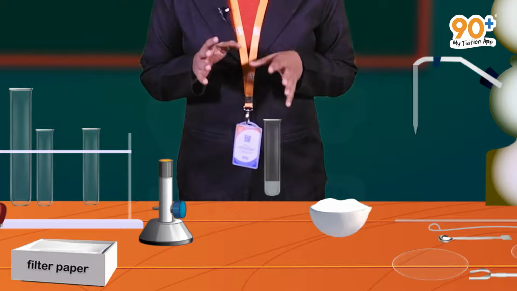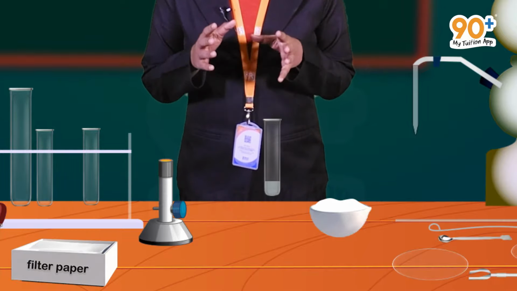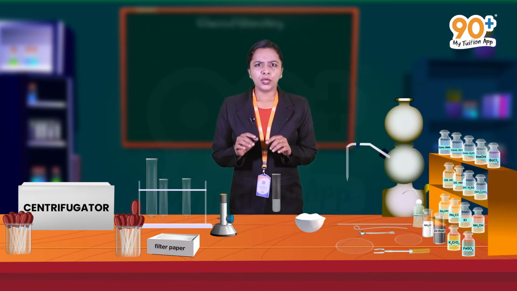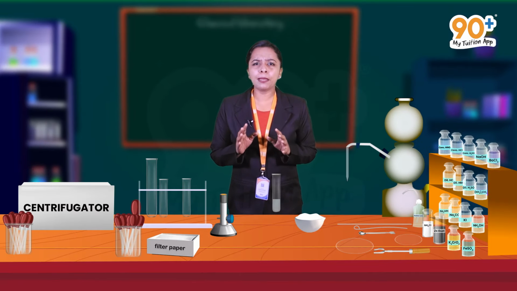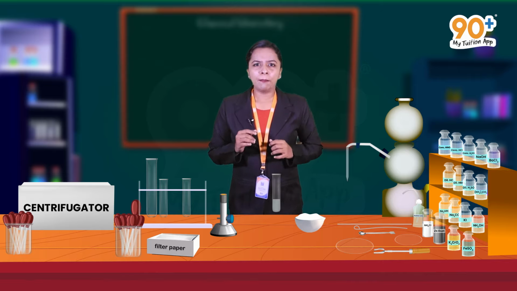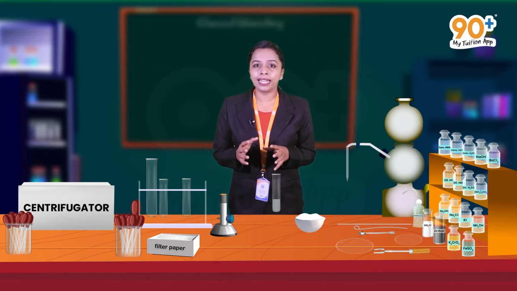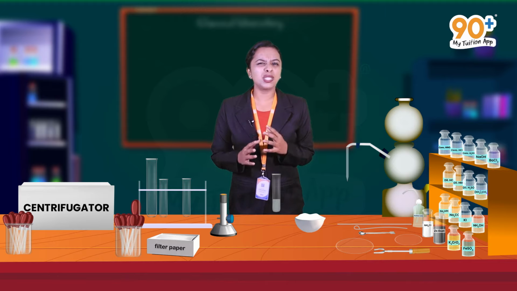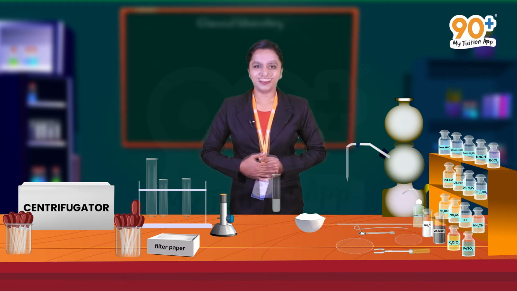Followed by this, add equal volume of freshly prepared ferrous sulphate solution. Wait. Do you know why we use freshly prepared ferrous sulphate solution? Well, we use freshly prepared ferrous sulphate solution because the ferrous sulphate reacts with oxygen in the atmosphere and readily undergoes oxidation to form basic ferric sulphate, which is unsuitable for this reaction.